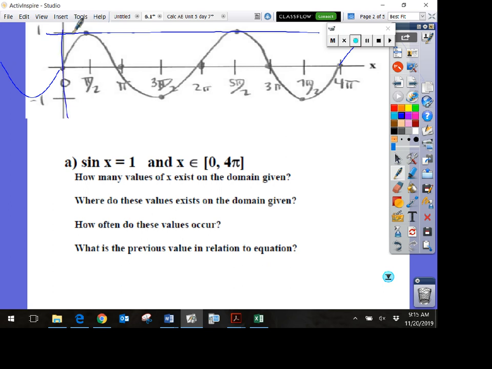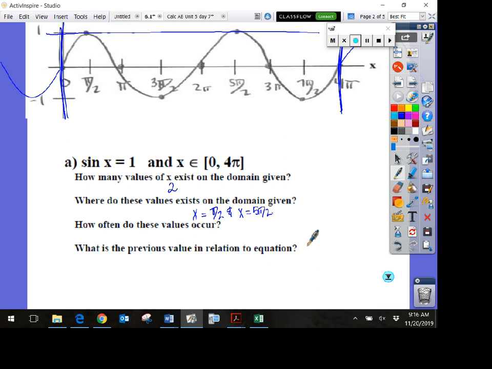I'm only looking between 0 and 4 pi. So I look and see how many times does sine of x equal 1? 1, 2. Where do these values exist on the domain given? Well, it happens at pi over 2, and it happens at 5 pi over 2. So that would be at x equals pi over 2, and x equals 5 pi over 2. That's where it happens.